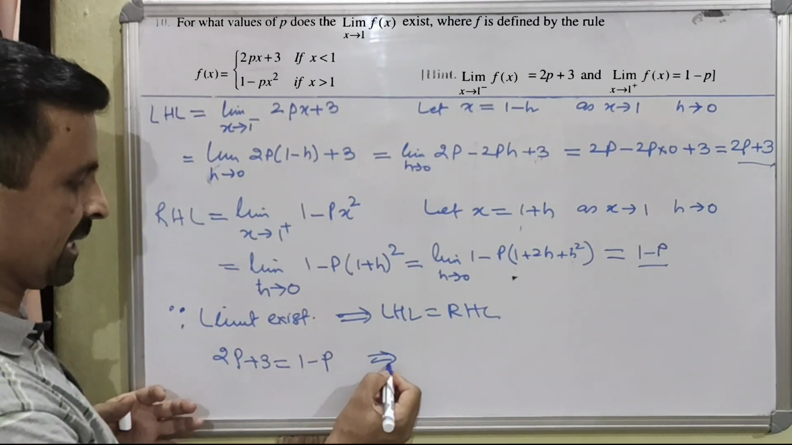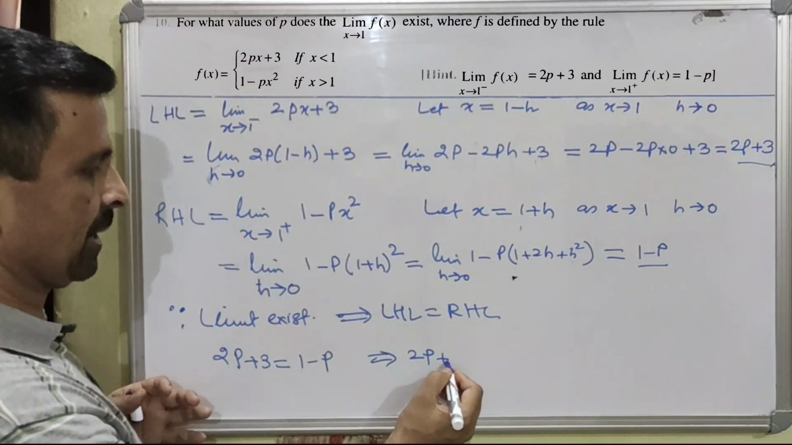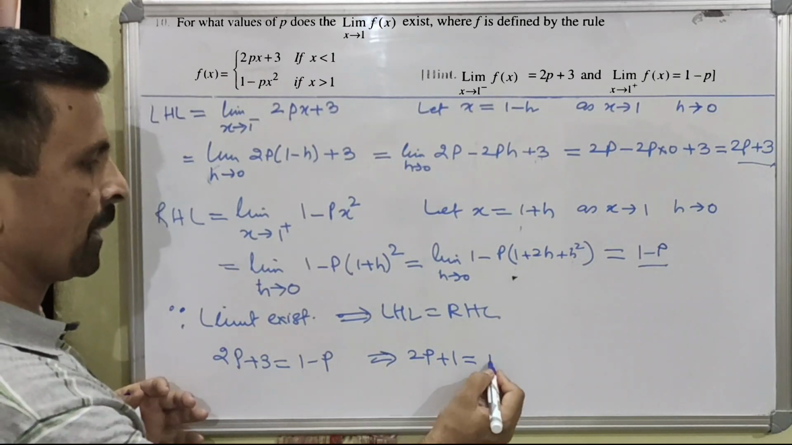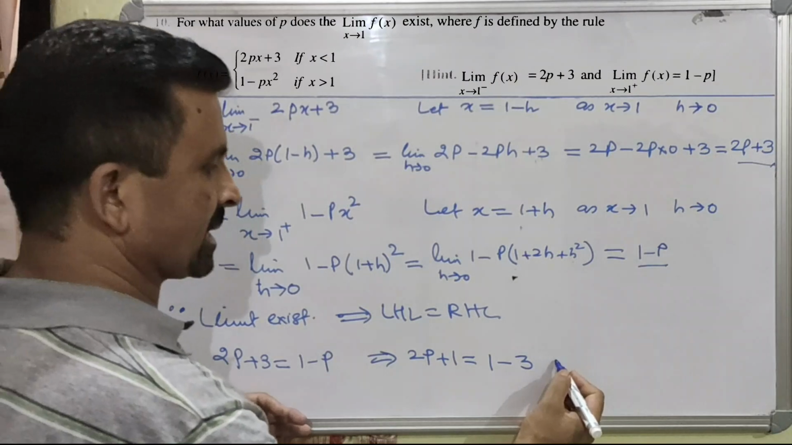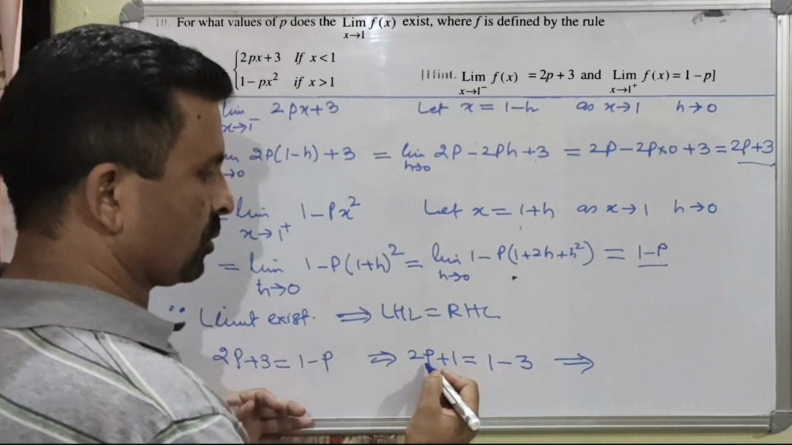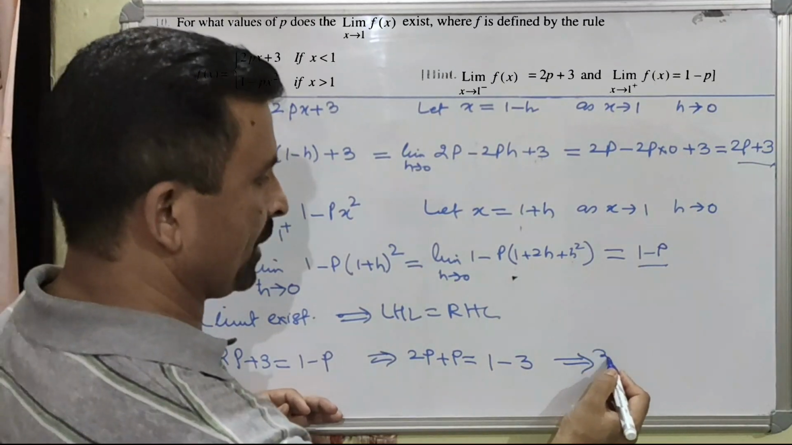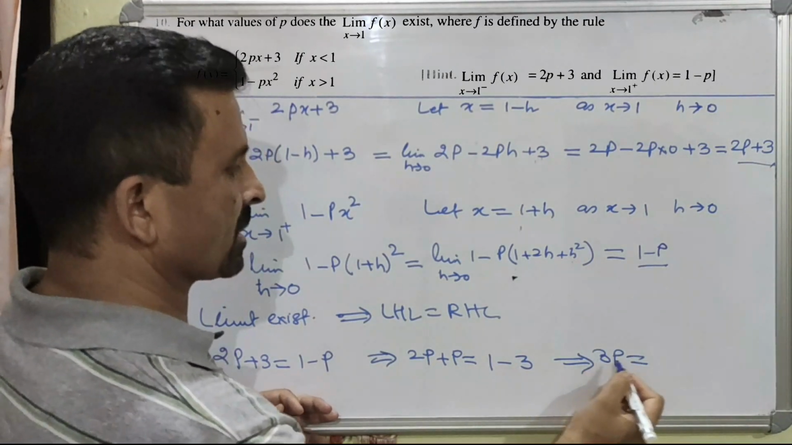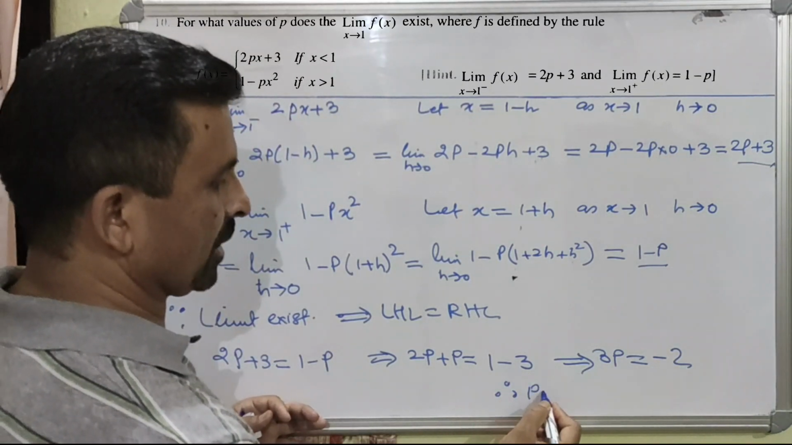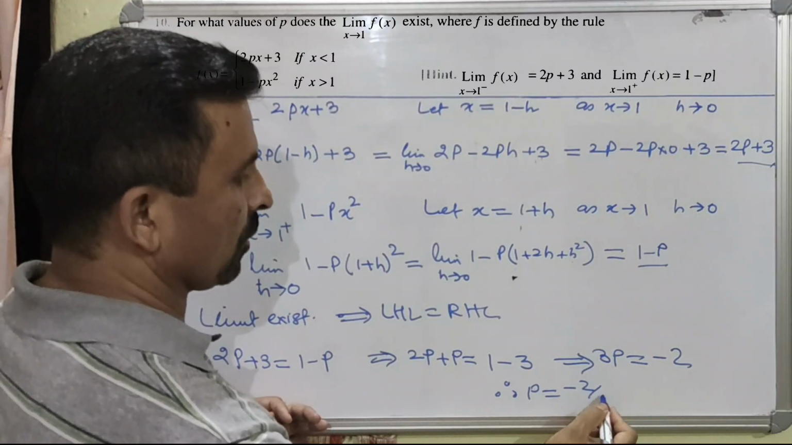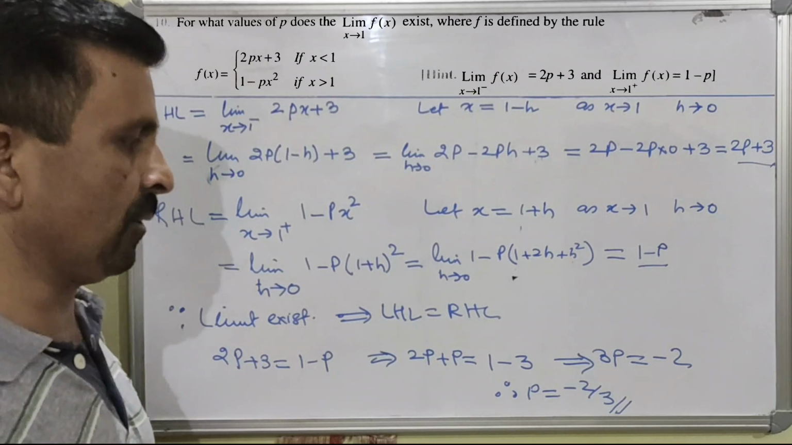So this implies, next step, we will collect the like terms. So 2p and this minus p will come to this side, will become 1, and then this is 1, and this 3 will go to that side, will become minus 3, right? And then in the next step we can write this as p. 2p plus p is 3p, and this side 1 minus 3 is equal to minus 2, and therefore finally your p is equal to negative 2 over 3. So this way we could calculate the value of p.